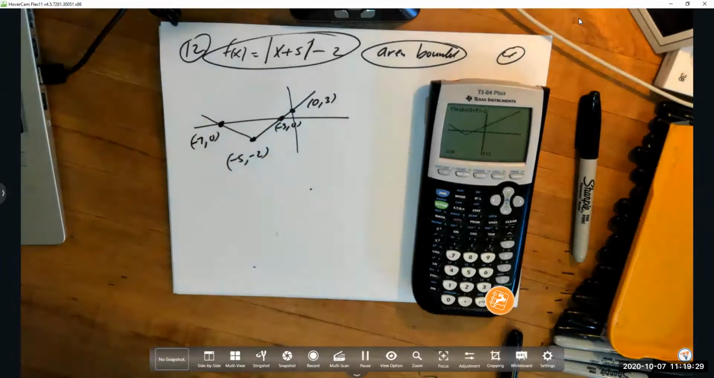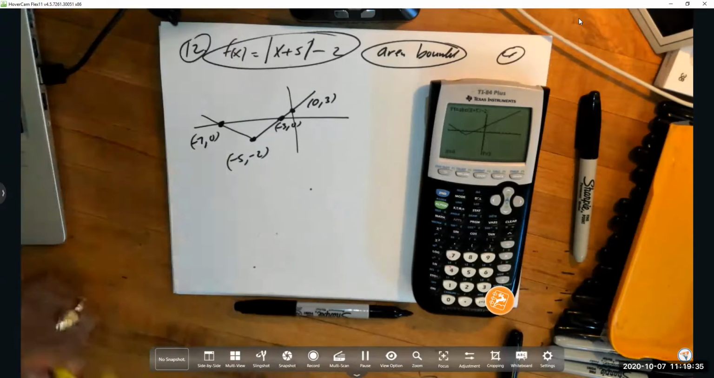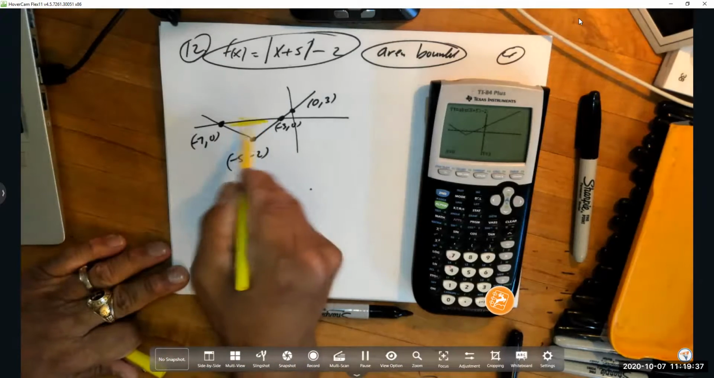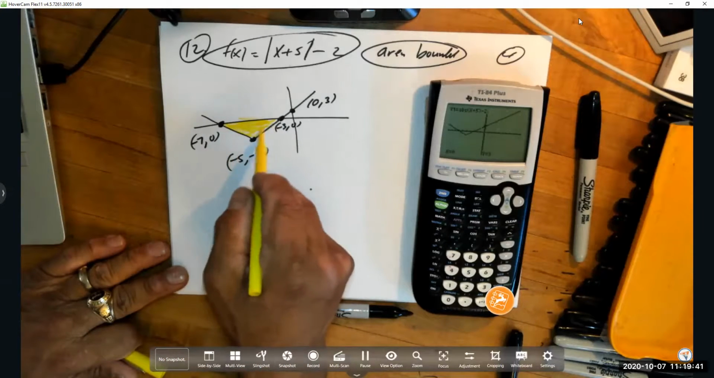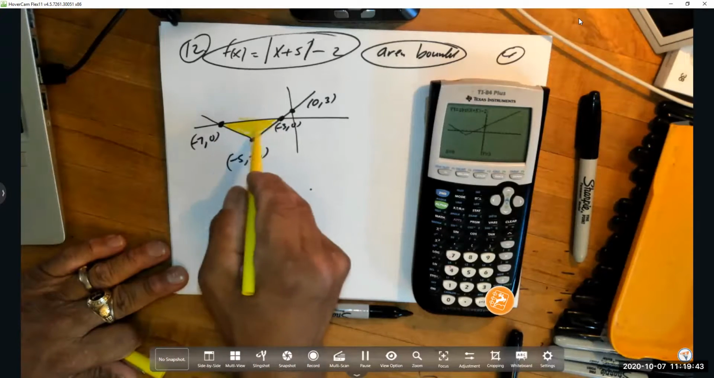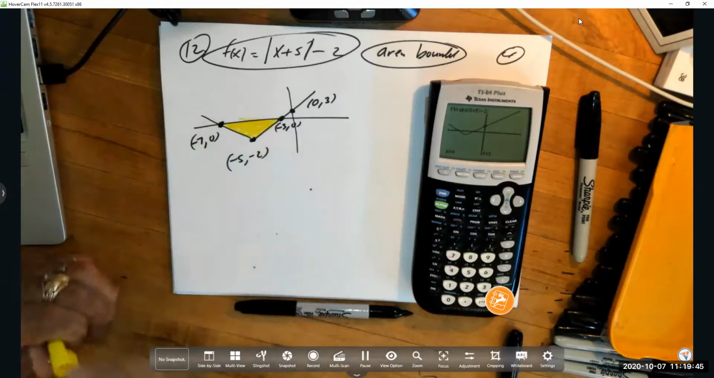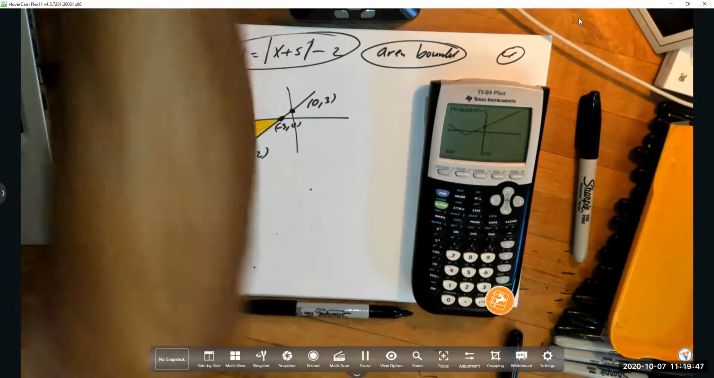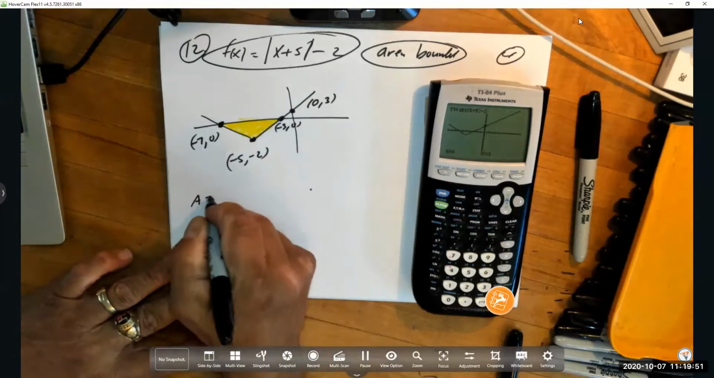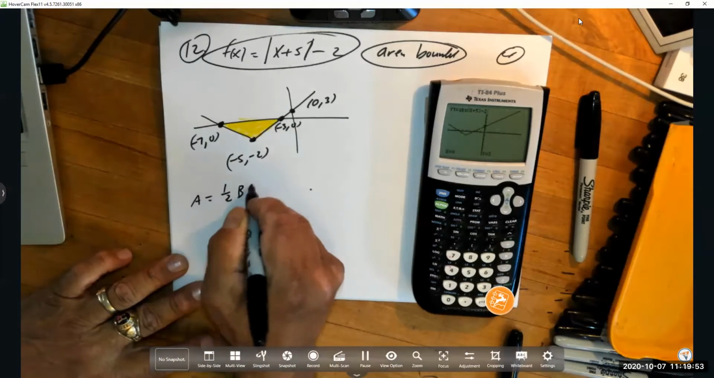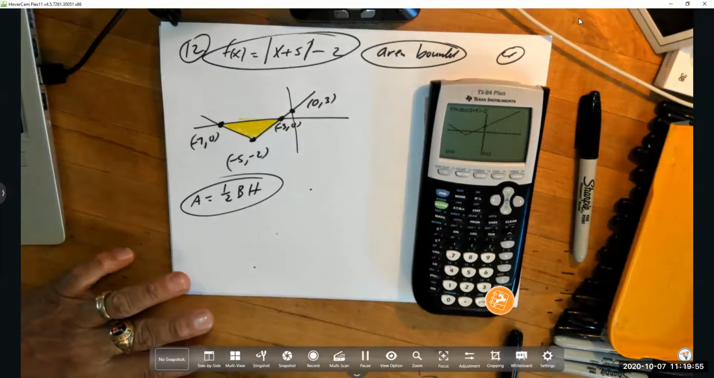Now, the question is bounded, and I'll show you what that means. Boundary means this right here. All the stuff in there is trapped by this graph. So what is trapped in there? I don't know, we'll find out. This was a triangle. I know the area of a triangle is 1/2 the base times the height. So I need to know what the base is and the height is.